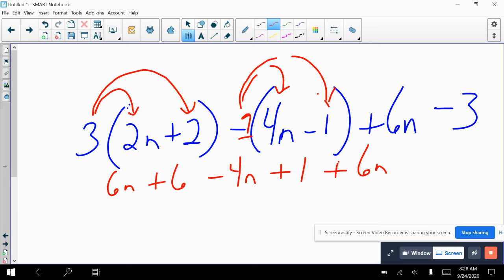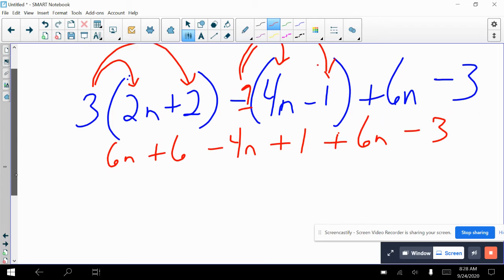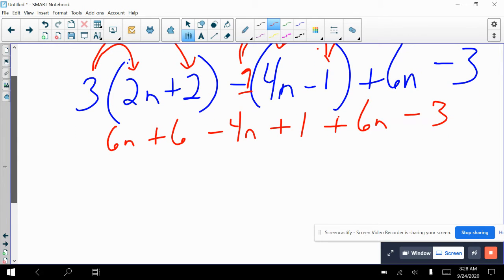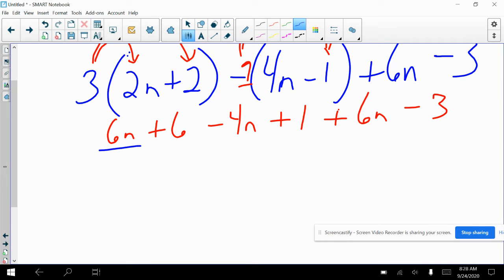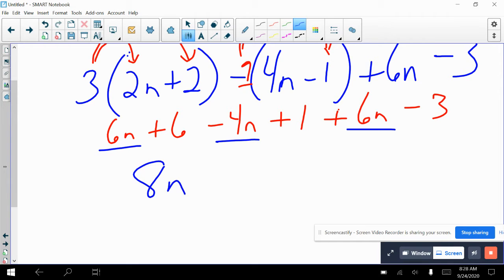Plus 6n, right? There's nothing to do there. Minus 3. Right? There's nothing to distribute on that. Don't worry, we'll get it. All right, so what can we combine? Michael. I got a positive 6n, a positive 6n. What's that give us? 12n minus 4n. That is a positive 8n. That's 12n minus 4n is going to give us 8n.